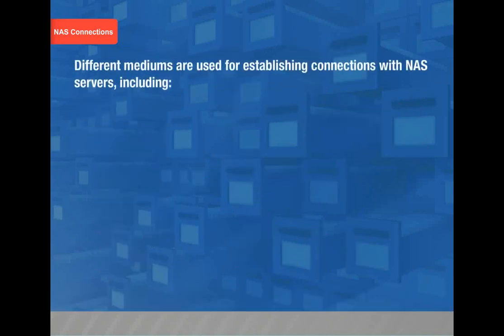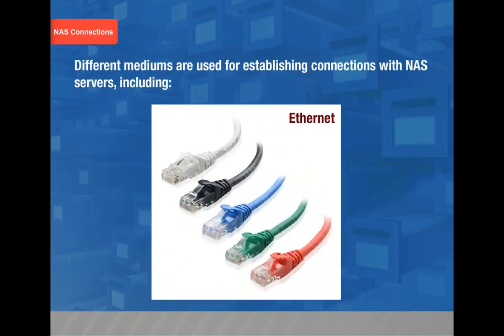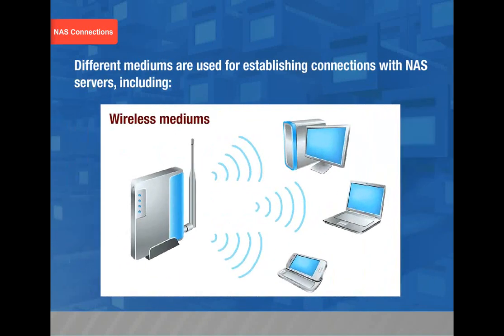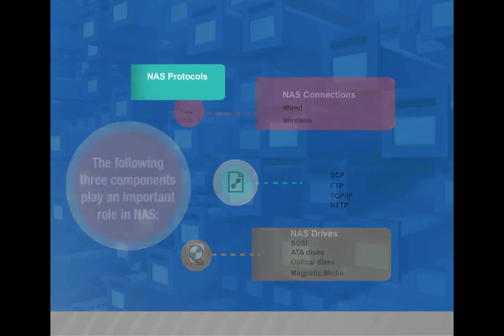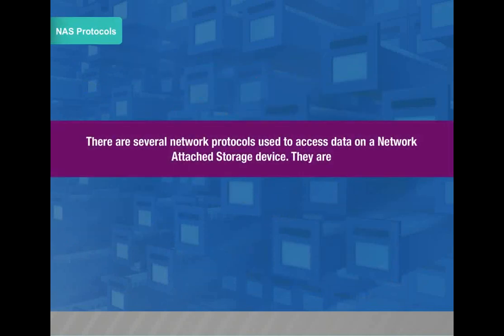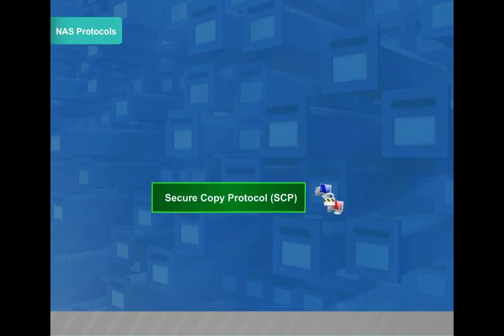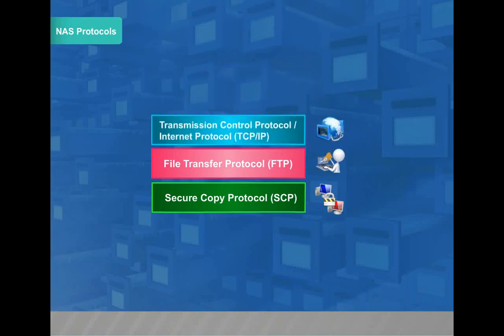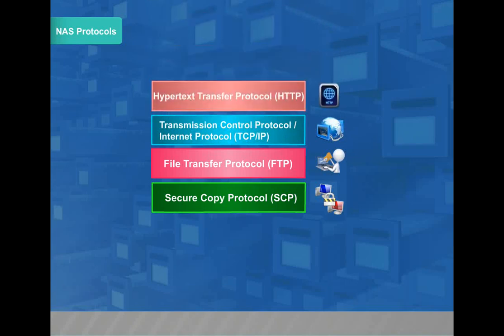Different mediums are used for establishing connections with NAS servers, including Ethernet, fiber optics, and wireless mediums with 802.11 standards. NAS protocols. There are several network protocols used to access data on a network-attached storage device. They are Secure Copy Protocol (SCP), File Transfer Protocol (FTP), Transmission Control Protocol/Internet Protocol (TCP/IP), and Hypertext Transfer Protocol (HTTP).